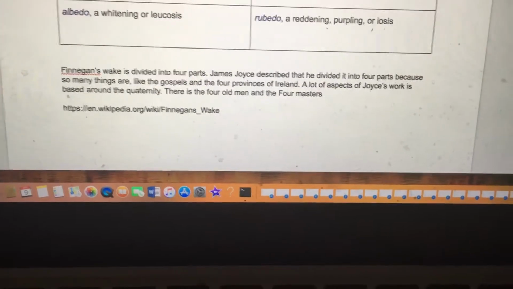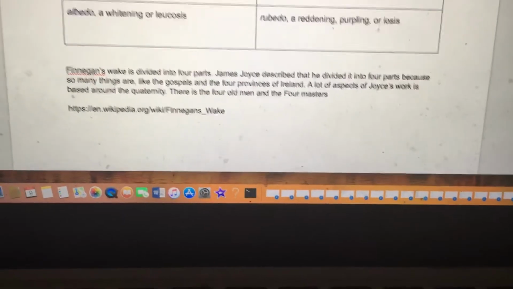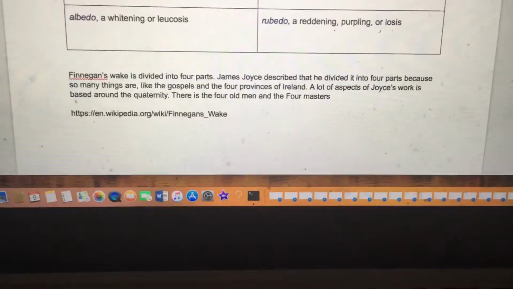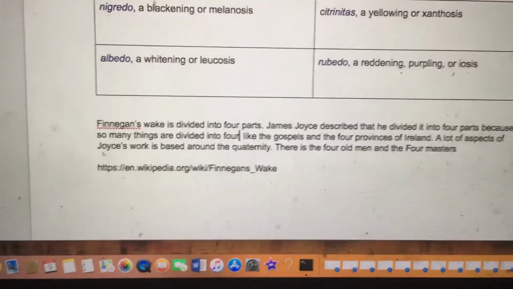Finnegan's Wake is divided into 4 parts. James Joyce described that he divided it into 4 parts because so many things are like the Gospels and the 4 provinces of Ireland. A lot of aspects of Joyce's work are based around the quaternity. There are the 4 old men and the 4 masters, and many more examples.